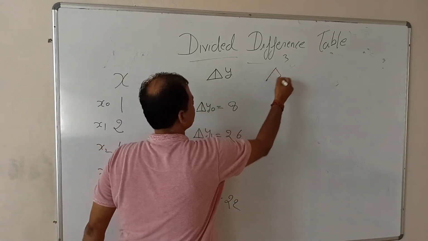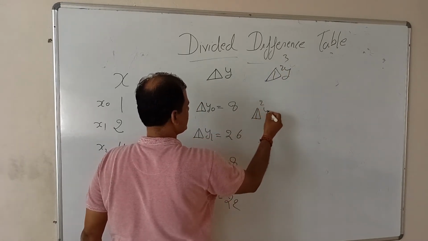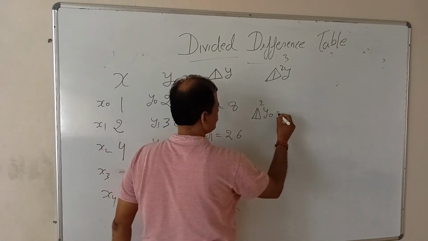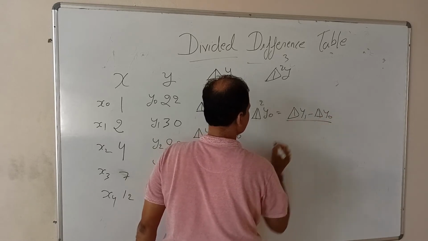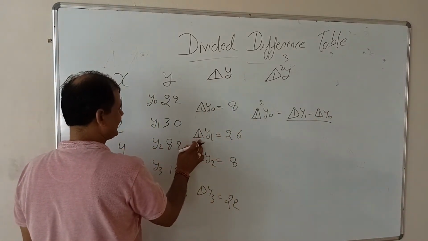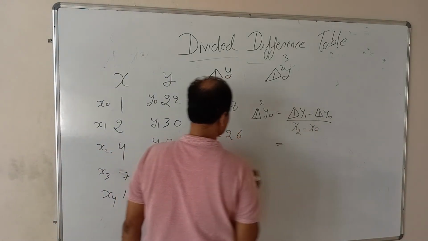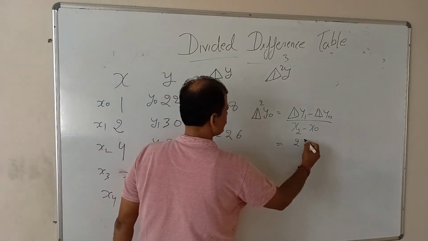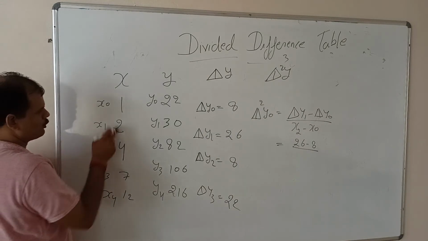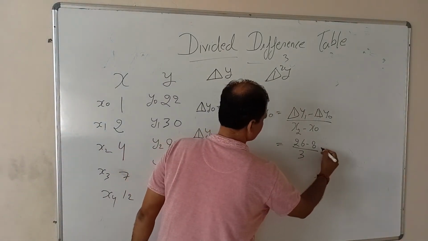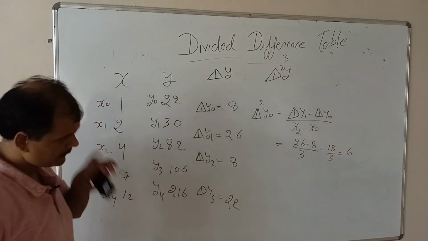Now let me write the delta square y. So delta square y0 equals delta y1 minus delta y0 divided by x2 minus x0. So we get 26 minus 8 divided by x2 minus x0. So 4 minus 1, 3. So 18 by 3 equals 6. Fine. Okay. Second one.